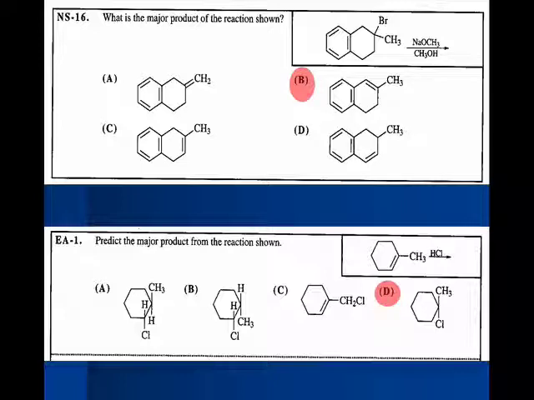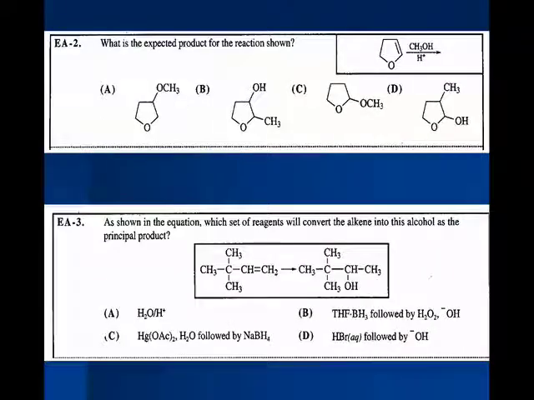So we could have eliminated right off the bat C. Right? Let's see. B, because that's not Markovnikov, and A, obviously, because that's not Markovnikov either. So D is the only rational answer here. What is the expected product for the reaction shown?